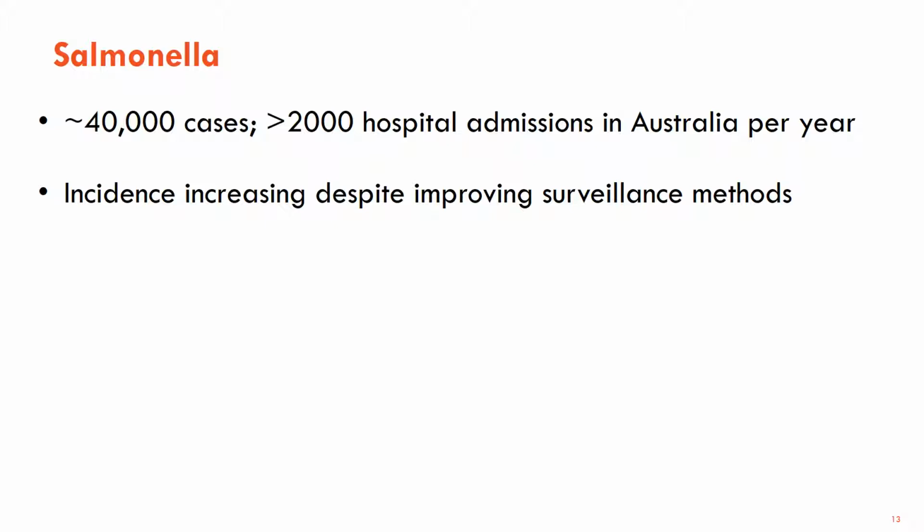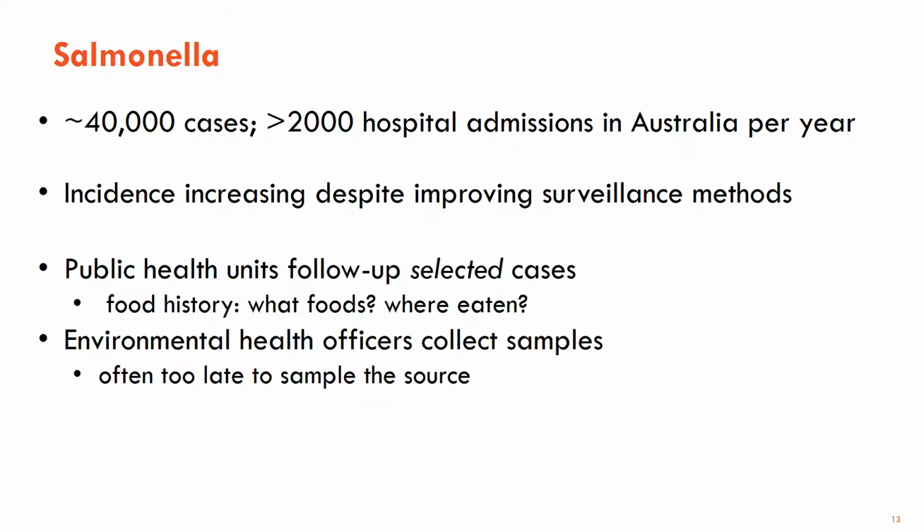And despite intense surveillance over the past many years and improved strain typing methods in recent years, the incidence has continued to increase. What happens when an outbreak of salmonellosis is suspected is that public health officers will follow up selected cases who they suspect to be involved in outbreaks. They'll take food histories and ask about where people have eaten, where they obtained their food from. And if some types of food or food outlets, such as shops, restaurants, or a particular event like a wedding, are shared between different members of the people involved in this outbreak, environmental health officers will inspect the premises, take samples of food to see whether there's evidence of salmonella contamination.